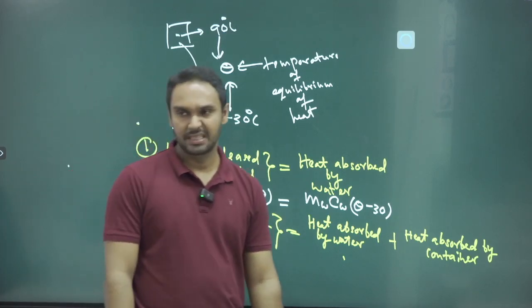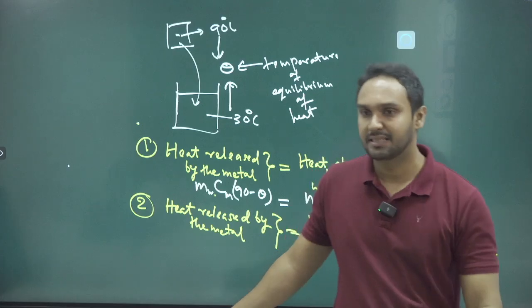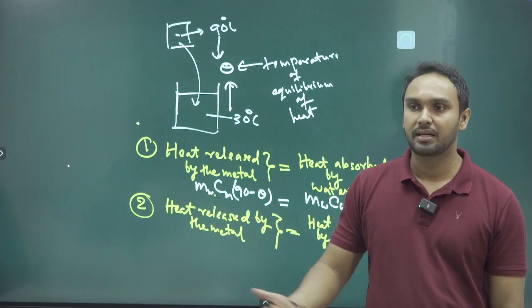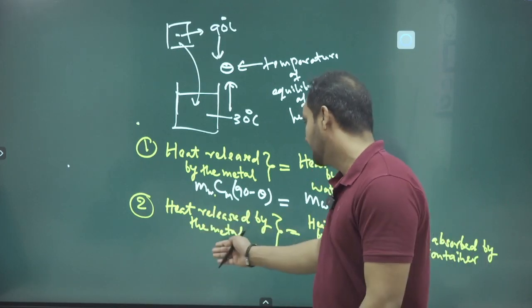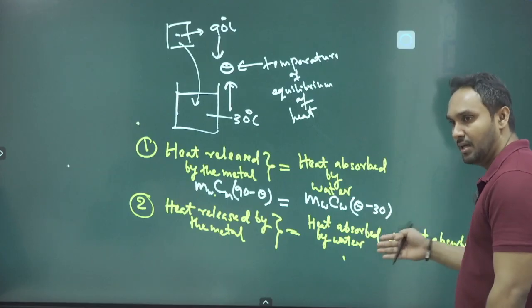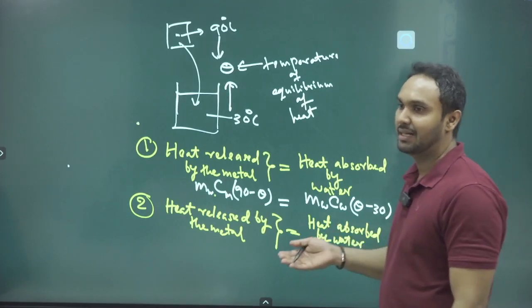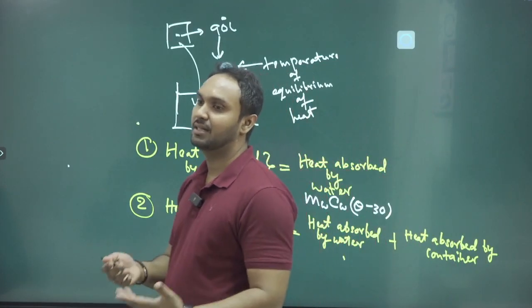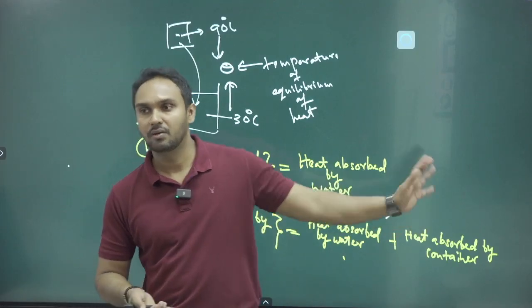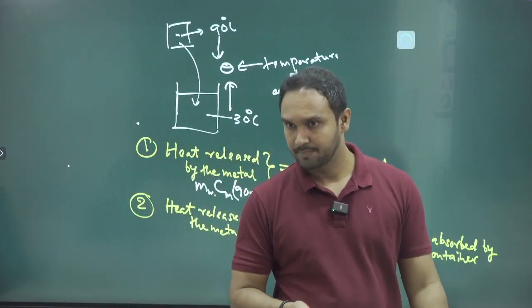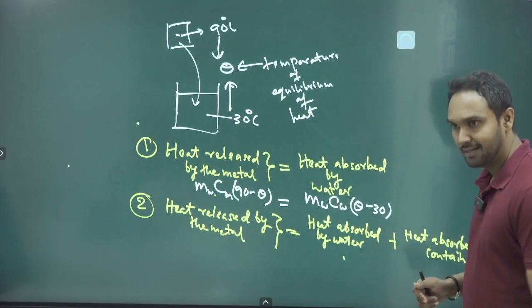If the C value is given, you can use C theta, and if the mass is not given, the heat released is equal to the heat absorbed by the two of these. We measure the heat by mc theta or C theta, so either C theta or mc theta we can apply. Do you understand that part?